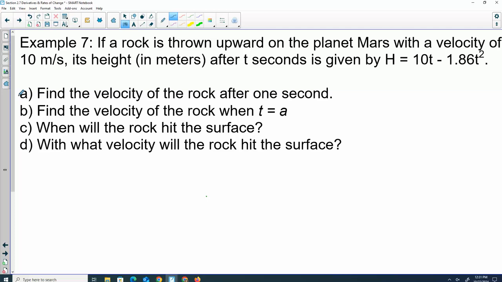Okay, all right. So we have a rock thrown upward on Mars with a velocity of 10 meters per second, and the height is given by this equation. Find the velocity of the rock after 1 second. We know velocity is, at point A, given time. I'm asking for an instantaneous velocity, because I want the velocity at a given point in time, which means I have to do a limit. Is it the limit as t approaches 1? It's a derivative. The derivative is the same as the slope of the tangent line.